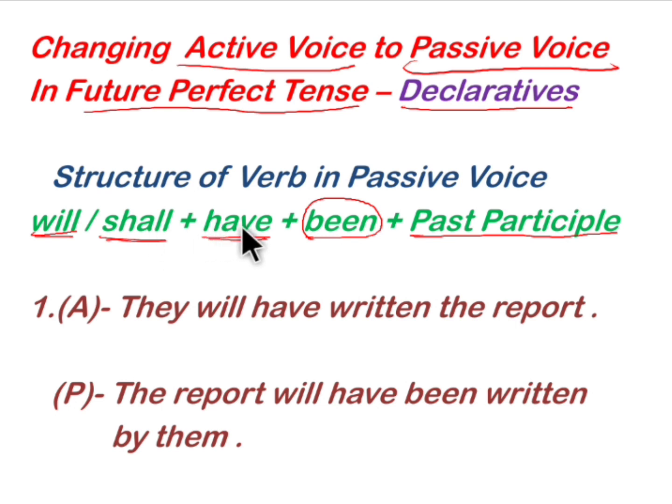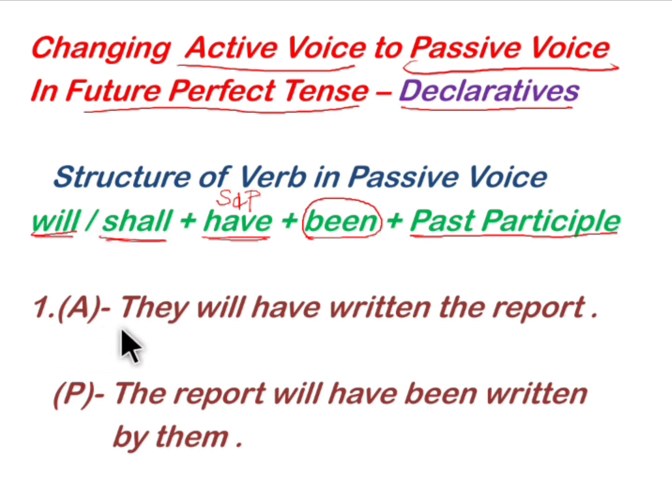So we use either will or shall, either of the modal verbs, plus have. This have is used for both singular as well as plural, plus been, which is the be verb for the passive voice for the perfect tenses, plus past participle. Will is used for the second person and the third person pronoun and shall is used for the first person pronoun. Now we'll just see the examples.